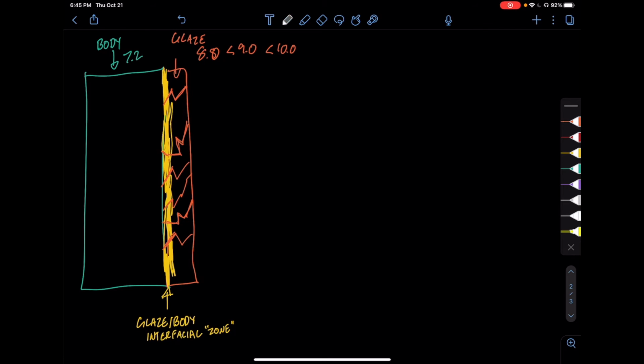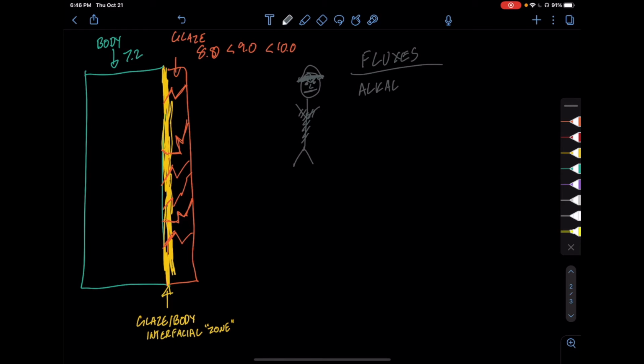The body is. We have a few bandits that are in charge of this. That is my best attempt at drawing a burglar. So our few bandits are going to be mostly our fluxes. Specifically our alkali metals. The two main ones that you're going to be using are potassium, potash, and sodium, soda.